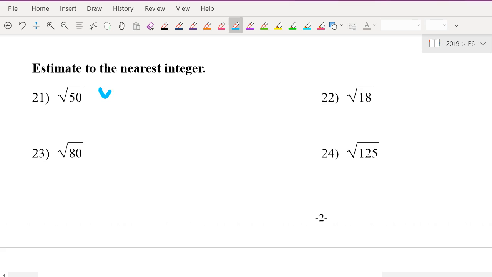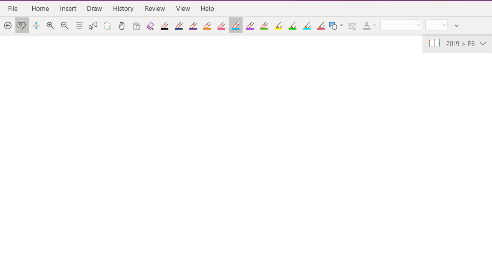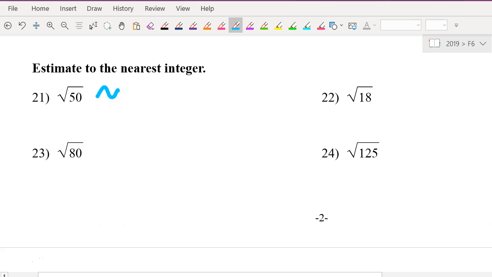Okay, so what is the closest answer to this? The square root, the number that multiplies times itself to make 50. 25. 7 point something. So the closest answer I hear is 7. Why? Because it's closest to the square root of 49.